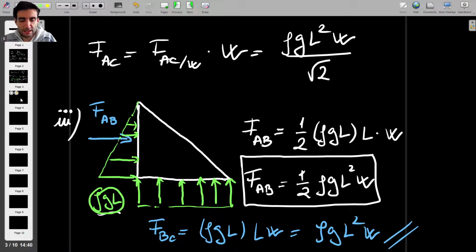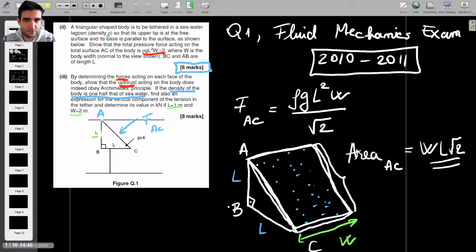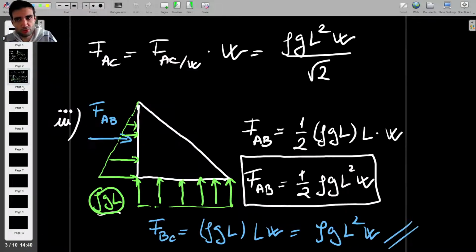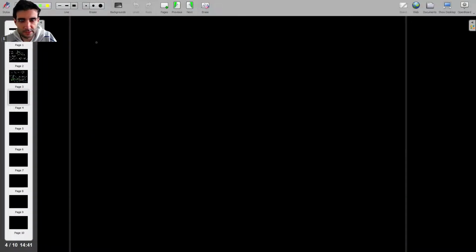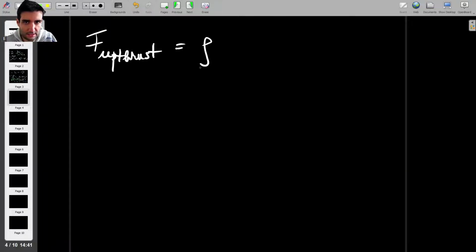So let's figure out how the forces combine to create the upthrust. According to Archimedes' principle, the upthrust force equals the density of the water times G times the volume of the displaced fluid.